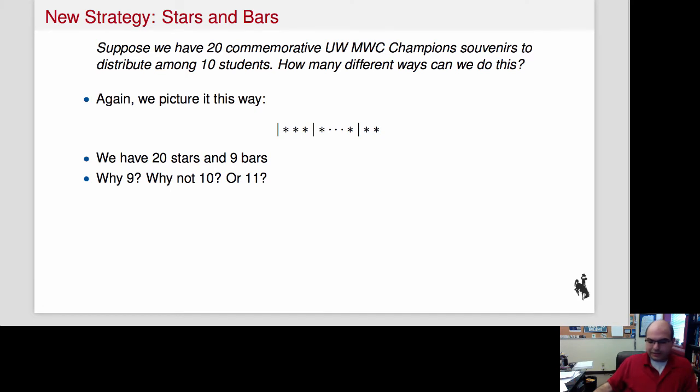Now let's try something else. Let's say that I have 20 gifts that I'm going to give to 10 students. Maybe these are incoming students. I want to encourage them to come to UW. So I have 20 things and I have 10 things that I want to put in between. So again, I'm going to use this stars and bars approach.